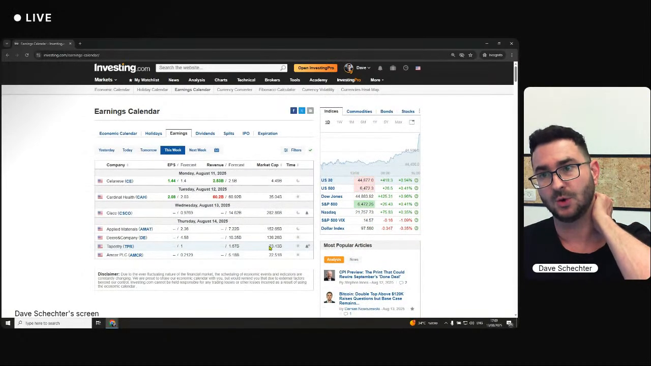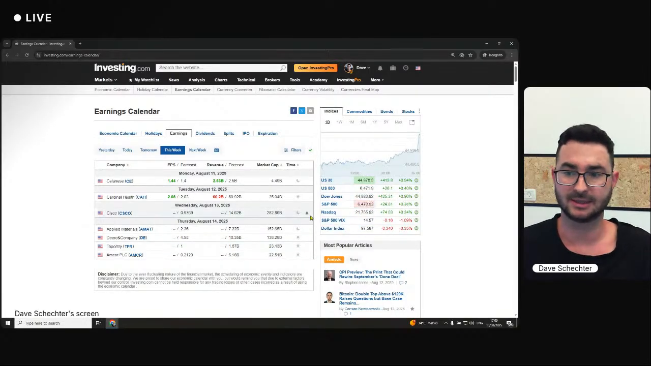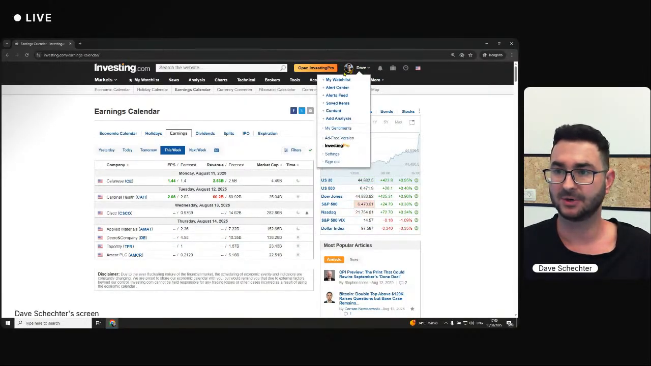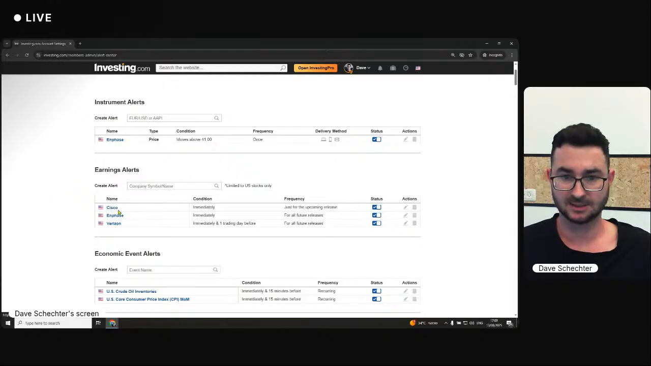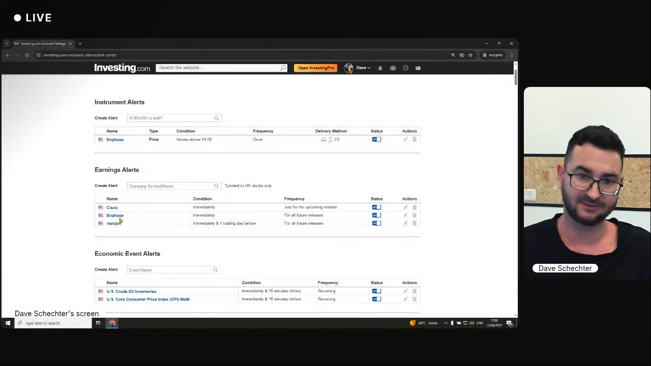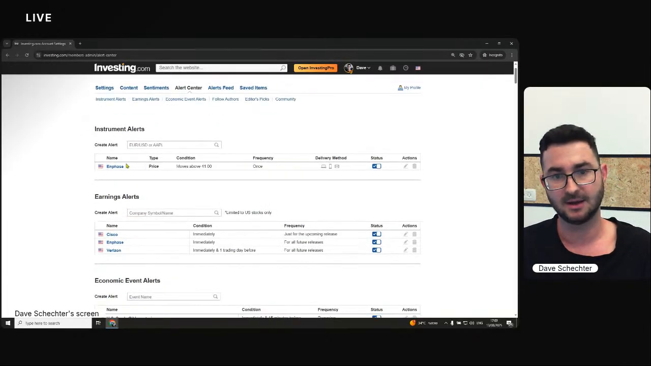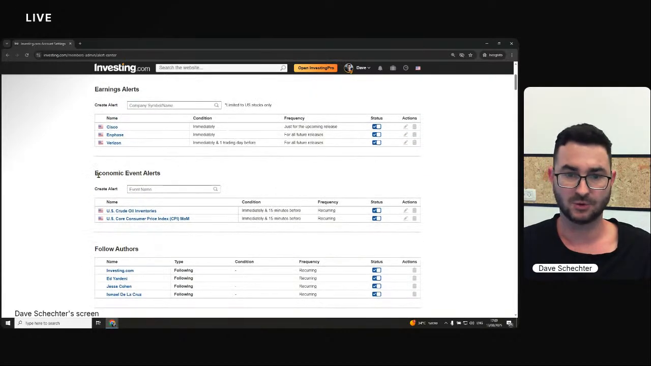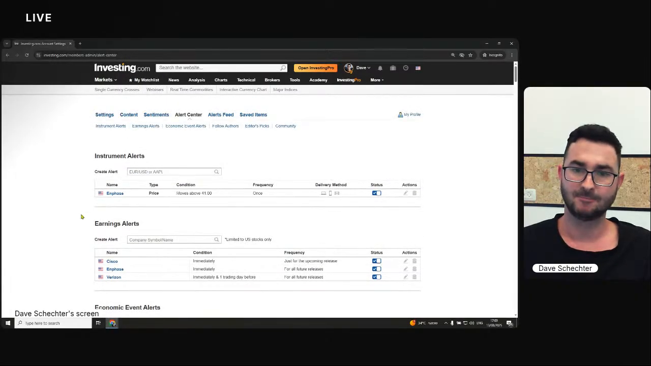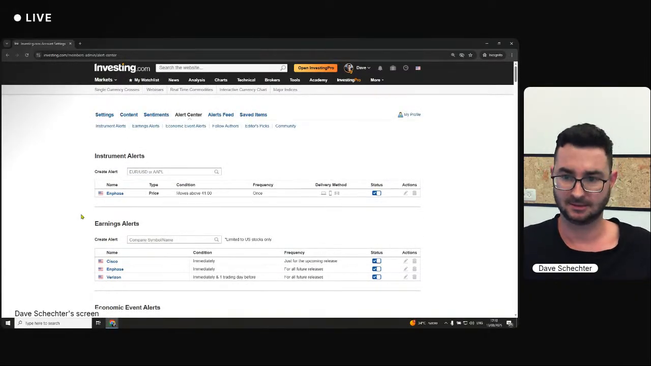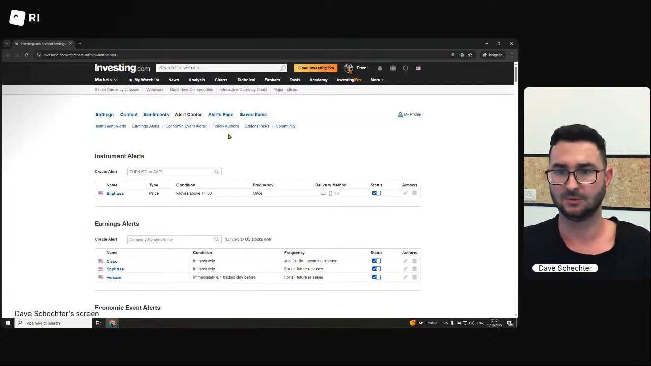And if I wanted to take a look at any alert that I had set, the way I can find that is by hovering over my profile icon on the top right corner over here and then clicking on Alert Center. So here we can see the Cisco alert. The earnings alert that I just set for Cisco is happening right here. Here are previous alerts that I've set, specifically for Enphase or Verizon. If I set any instrument alerts, then they would show up here as well. And of course, any economic event or any authors that I'm following, basically all of that alert related information is collated directly here.